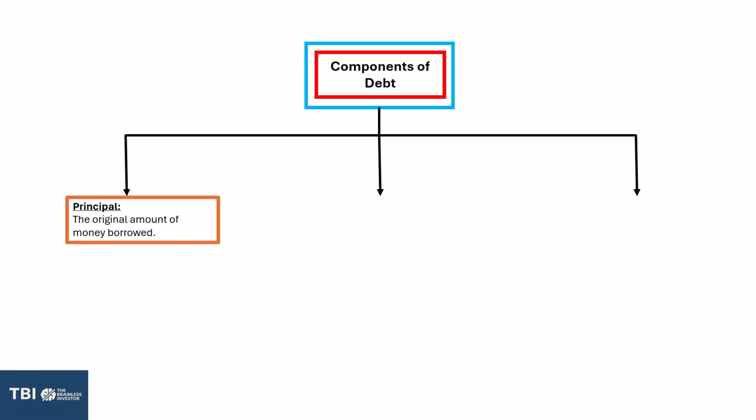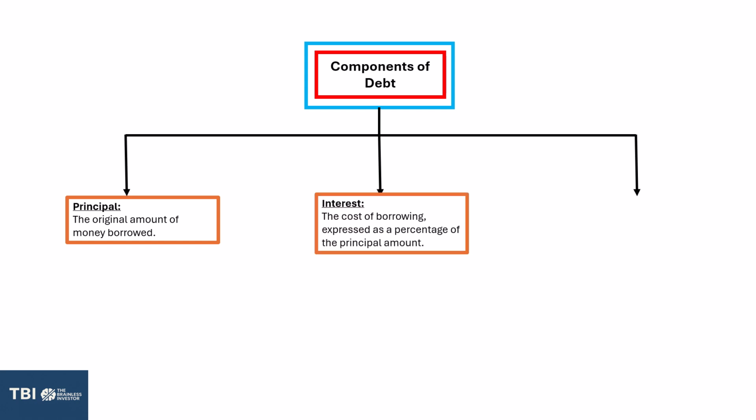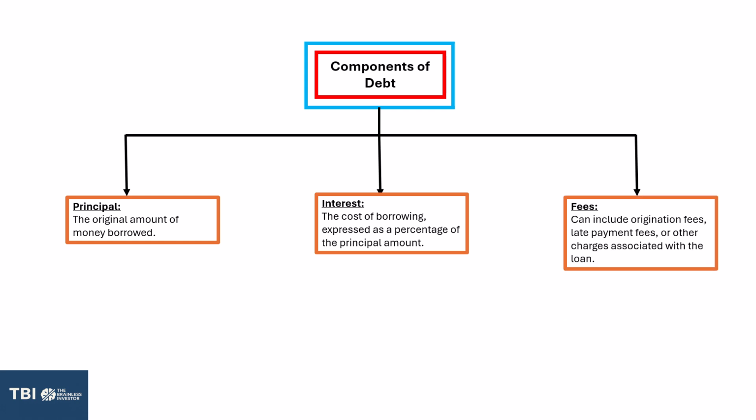There are three components of debt. The first one is principal, the original amount of money borrowed. The second one is interest, the cost of borrowing expressed as a percentage of the principal amount. The third one is fees, which can include origination fees, late payment fees, or other charges associated with the loans.